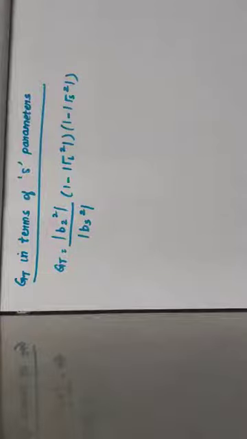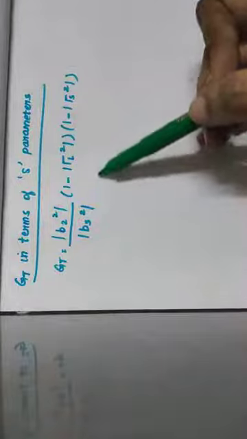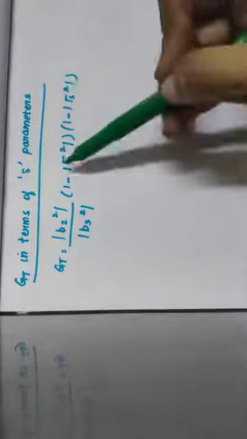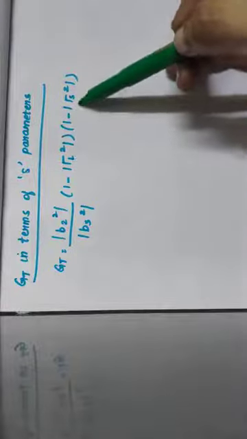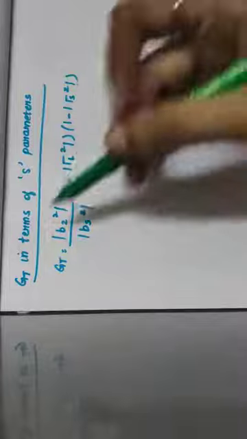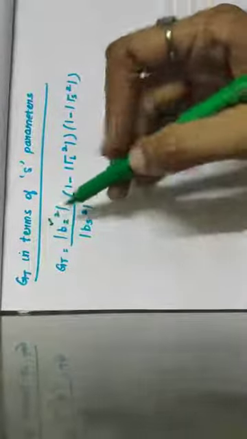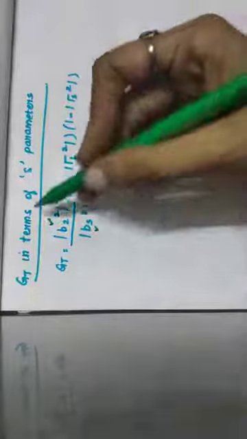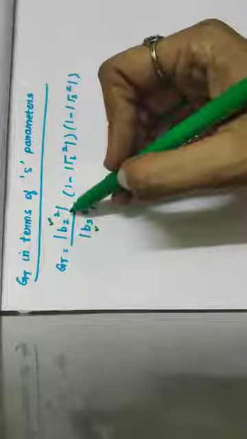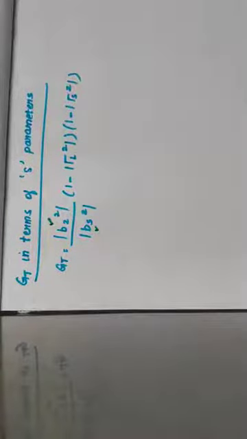In this short video, let us derive the transducer power gain GT in terms of S parameters. So this is the formula we have derived for GT already. It is |B2|² by |Bs|² into (1 minus |Γ_L|²)(1 minus |Γ_S|²). To derive in terms of S parameters, we need to find what is the B2 value, what is the Bs value, and substitute in this formula. So first let us start by finding B2.